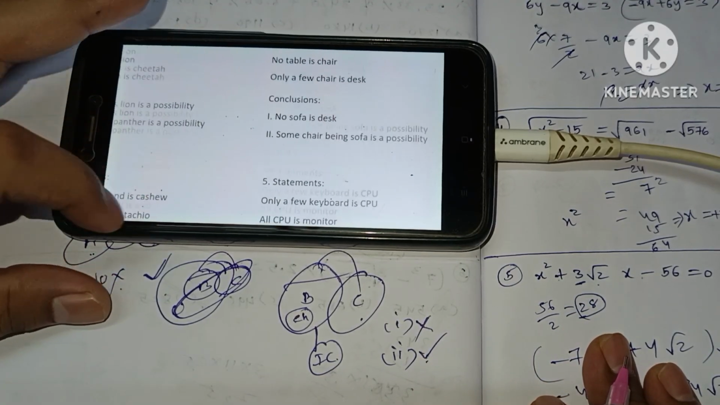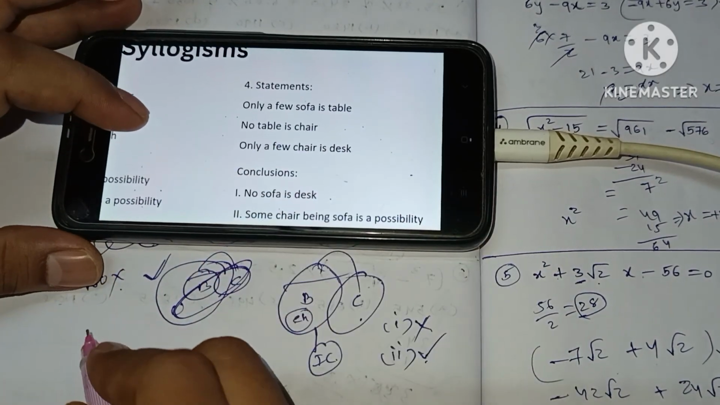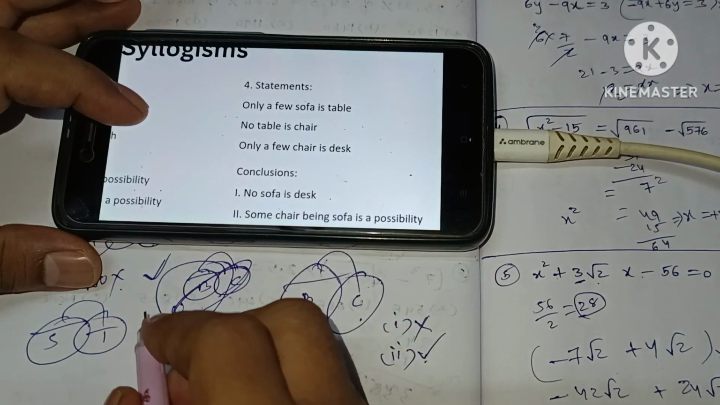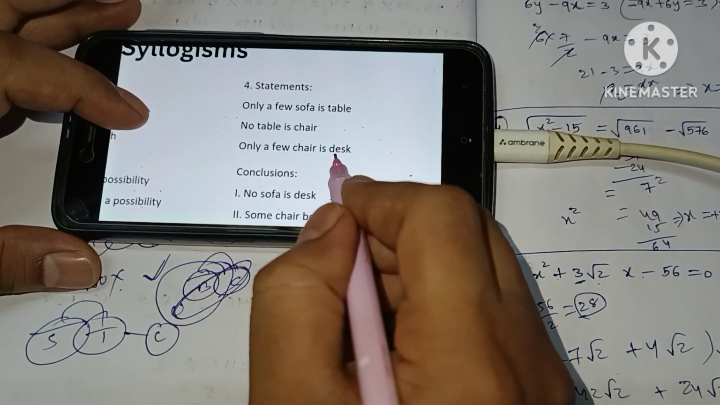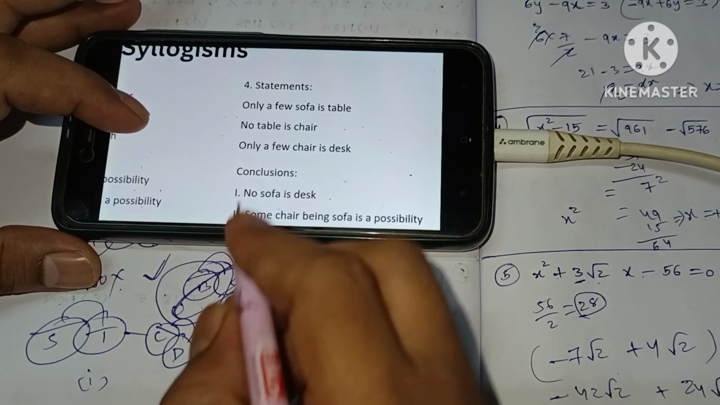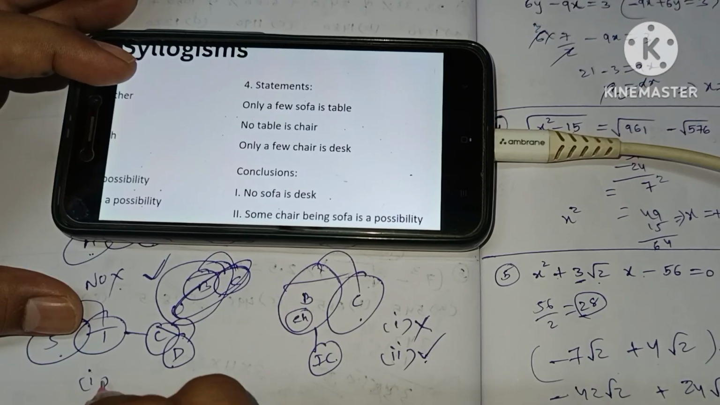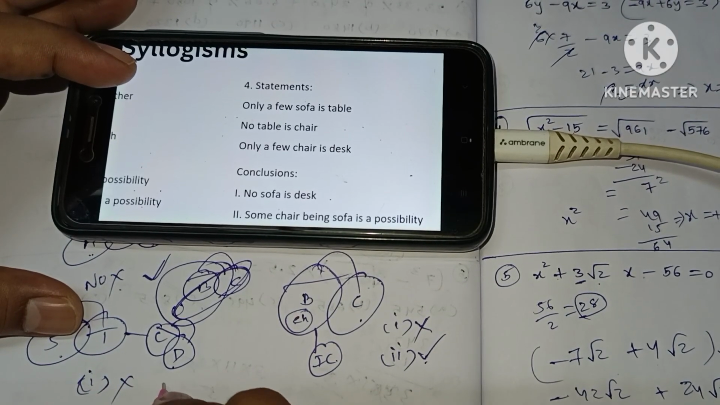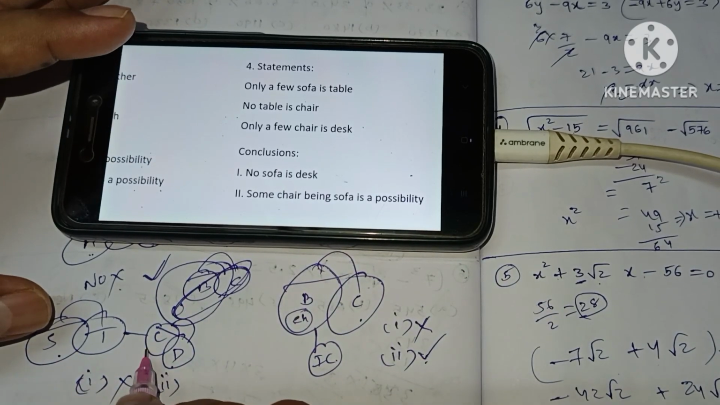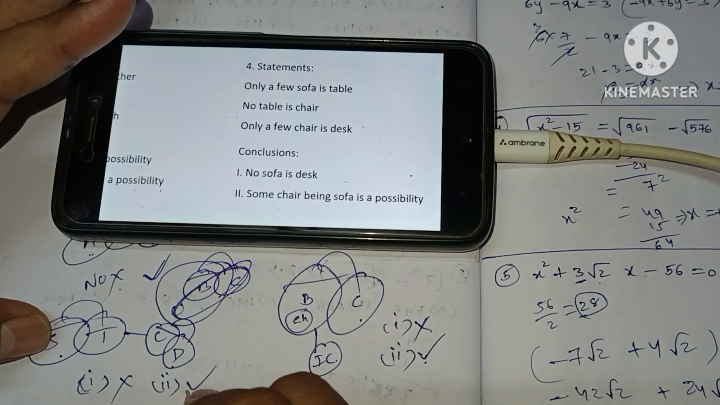Next we are going to see question number 4. Only a few sofa is table. No table is chair. Only a few chair is desk. Okay, let's see conclusions. First conclusion, no sofa is desk. Sofa and desk can share some part, so this case fails. Second conclusion, some chair being sofa is a possibility. This is chair and this is sofa. Is it possible or not? Yes, it is possible. So second conclusion will be true.